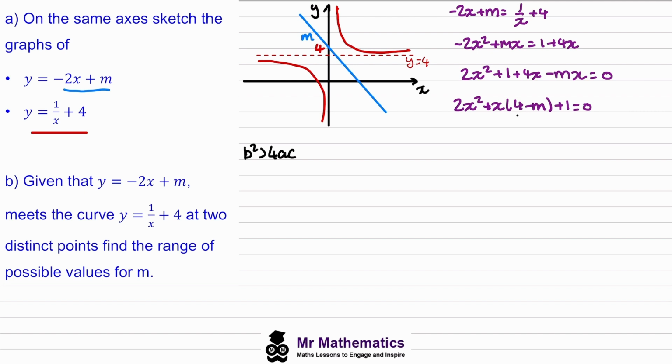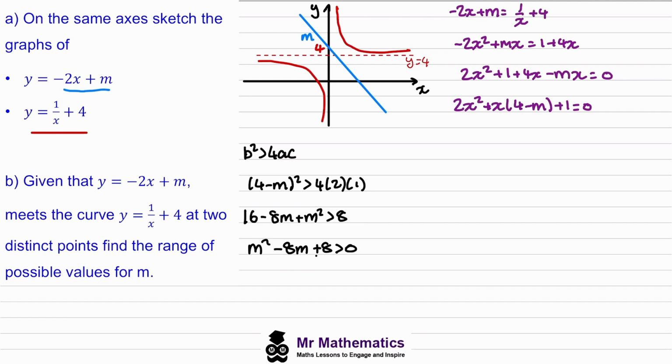So our b term is 4 minus m squared, and must be greater than 4 multiplied by our a term multiplied by the c term. We can expand out this quadratic, so 16 minus 8m plus m squared will be greater than 8. Then we can move this 8 to the left-hand side. We'll tidy this up, so m squared minus 8m plus 8 will be greater than 0.